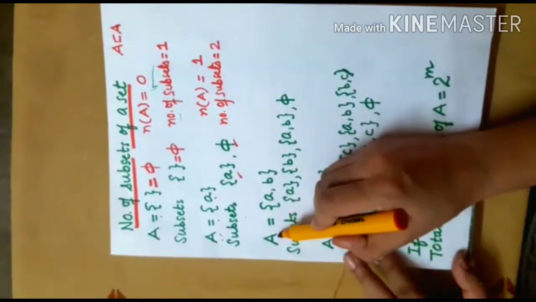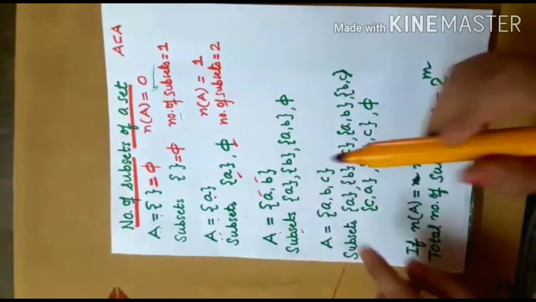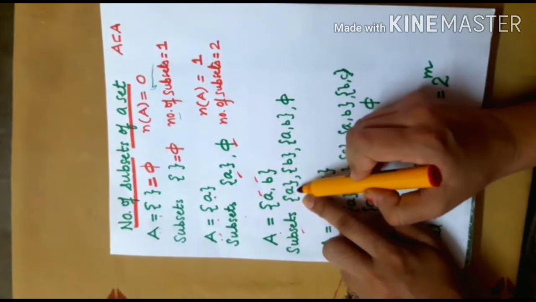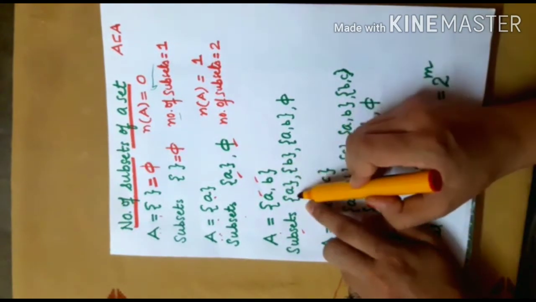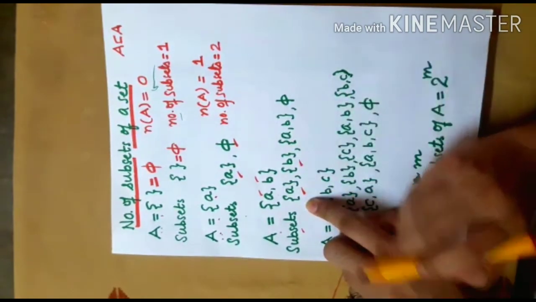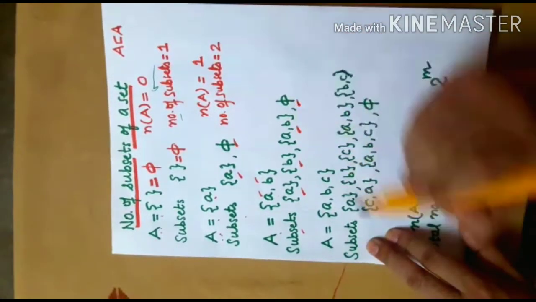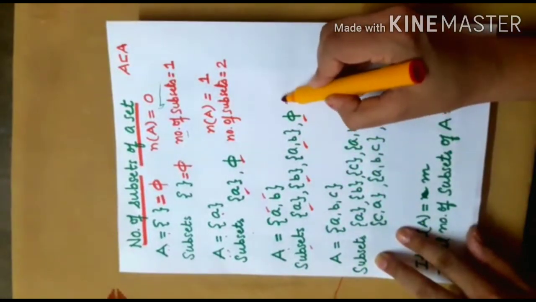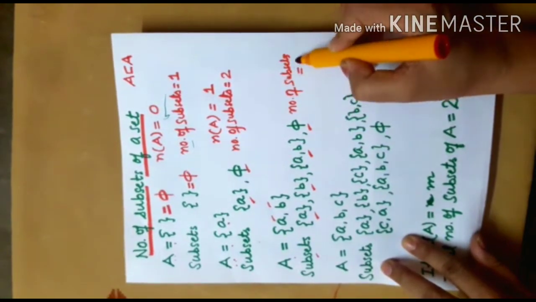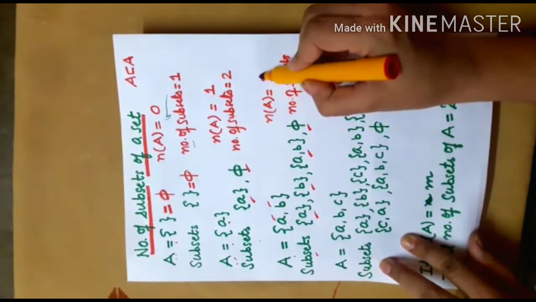Let's take another set A with 2 elements. Now the subsets will be, yes, first we form all the subsets which will contain only one element. So the first subset is this set, the second is this. Then the third subset will be the set itself and the null set. So here the number of subsets is 4 and the number of elements in the set A is 2.